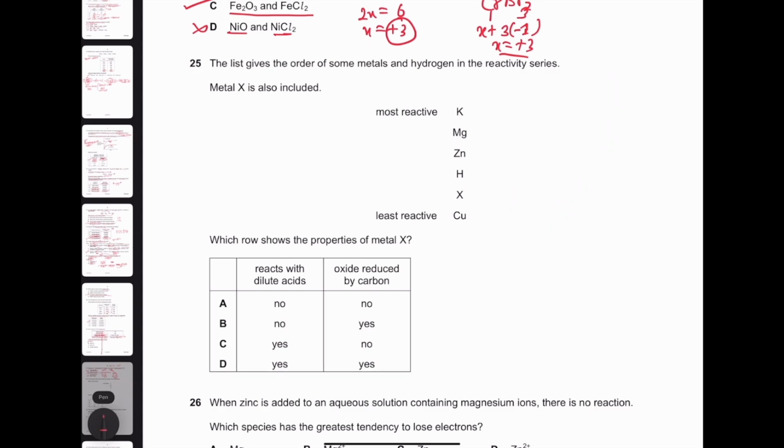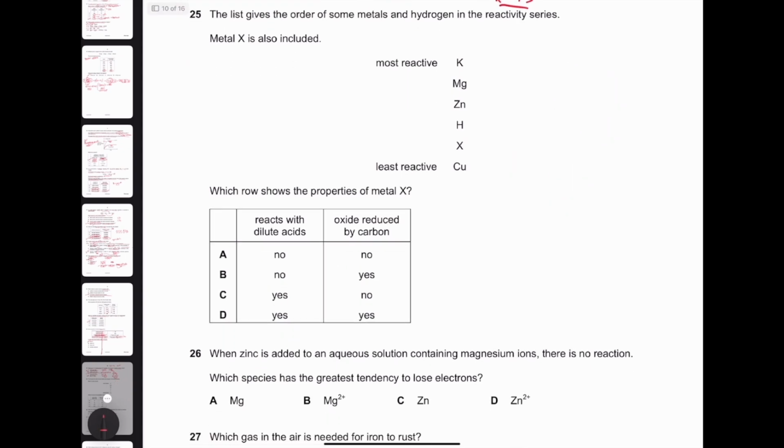Now question number 25. The list gives the order of some metals and hydrogen in the reactivity series. Metal X is also included. Metal X is below hydrogen. So will it react with water? No. It will not react with water. Also it will not react with dilute acids. So the answer should be out of A and B.